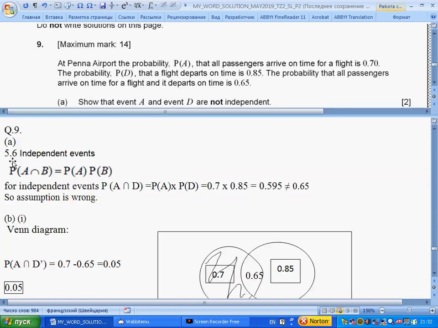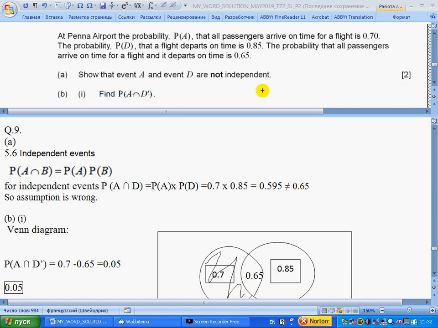So section 4.6 of the booklet tells us that for independent events, the probability that both of them happen, the intersection, equals the product of the probabilities. Let's check. The product of probabilities is 0.595, and it is not equal to the value that they give, so they are dependent.